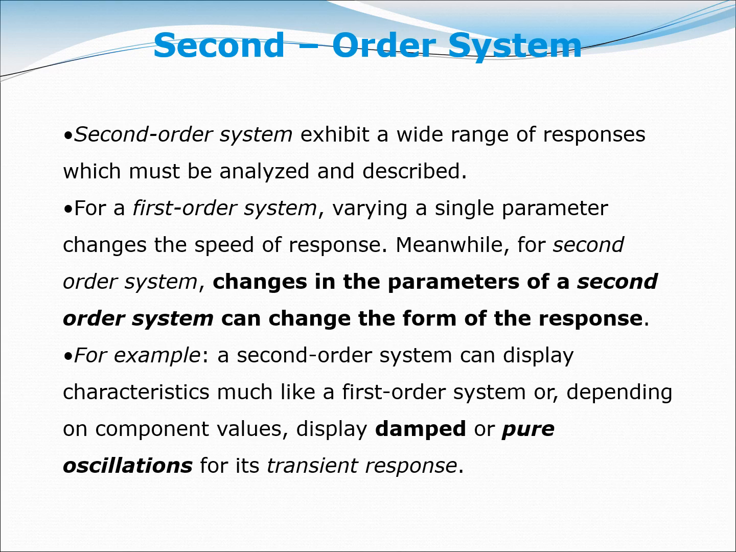Second order systems exhibit a wide range of responses which must be analyzed and described. For a first order system, varying a single parameter changes the speed of response. Meanwhile, for a second order system, a change in the parameters can change the form of the response. For example, a second-order system can display characteristics much like a first-order system, or, depending on component values, display damped or pure oscillations for its transient response.